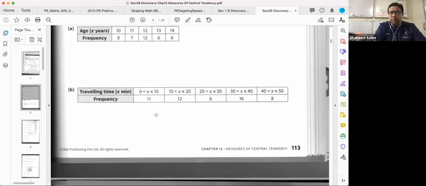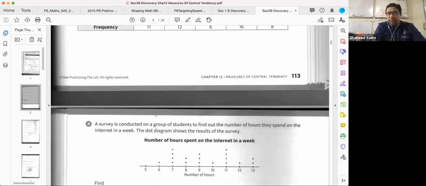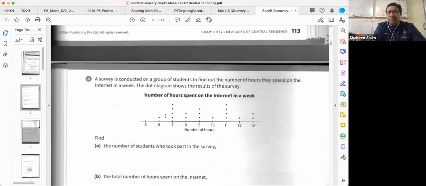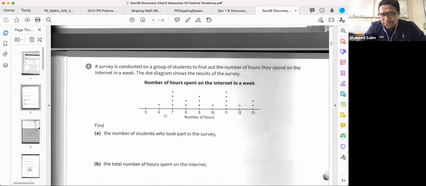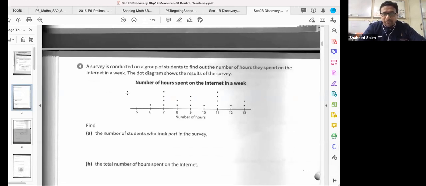You know where this is taken from? This is your workbook, which your school is not using. You say your teachers are not using the workbook, right? But you didn't buy the workbook, right? So never mind, we use this. Okay, we try question number 4. You remember how to read this, right?